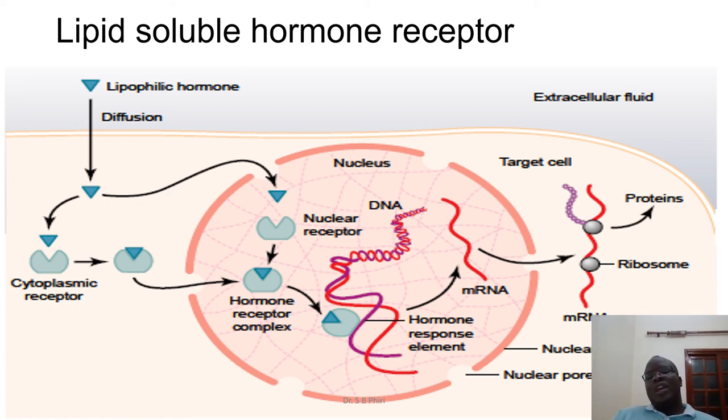So some of the action of these hormones is immediate, and some of the action can take a day, 2 days, or sometimes even a month. You will still get a response because it's activating certain genes within the cells. So this is how the lipid-soluble hormones interact with the receptors so that you get a response.